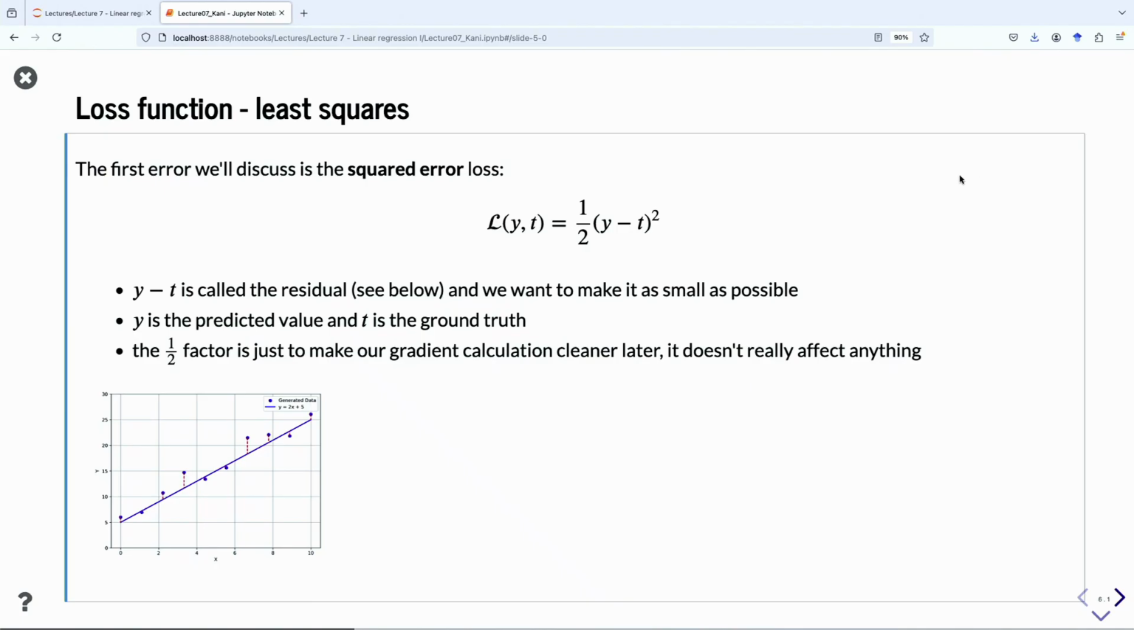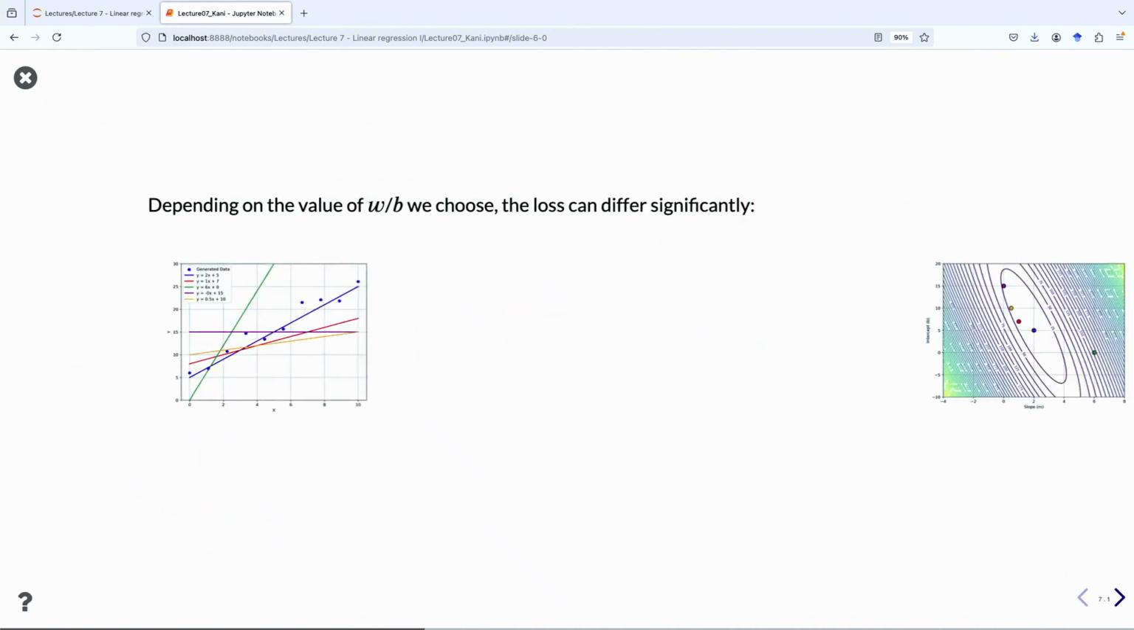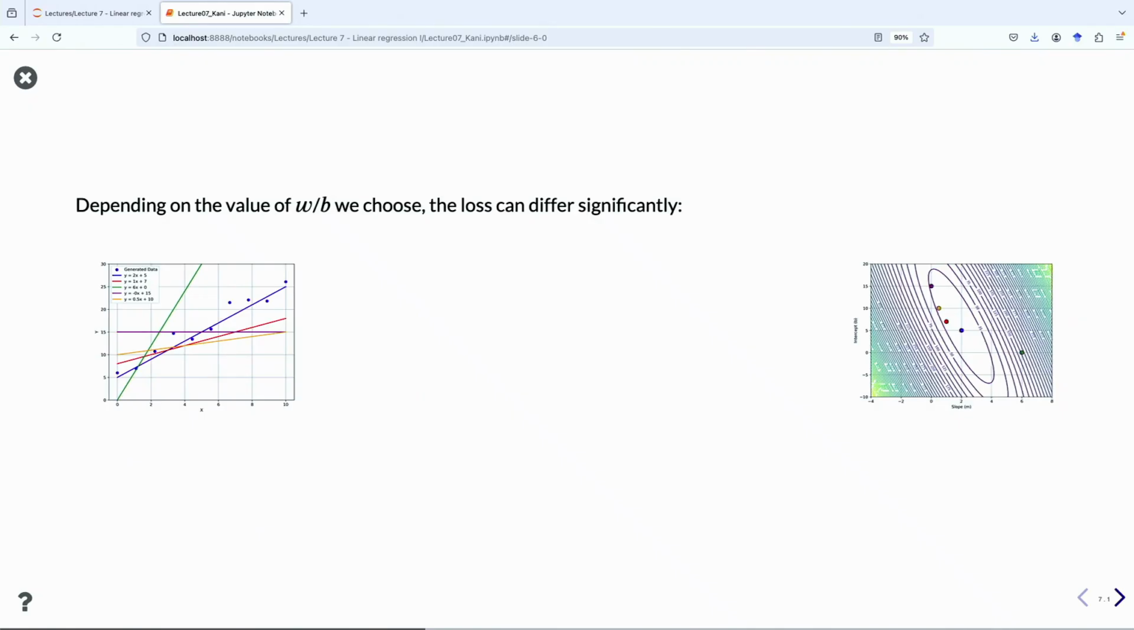Yeah, so this is the loss function that we start out with, also because it's very easy to calculate the gradients for this. It could get a little hairy later down the line, which is why PyTorch exists, because for some of the loss functions people use, you don't want to actually have to calculate it by hand. Okay, so depending on the values of W and B we choose, the loss can differ significantly.